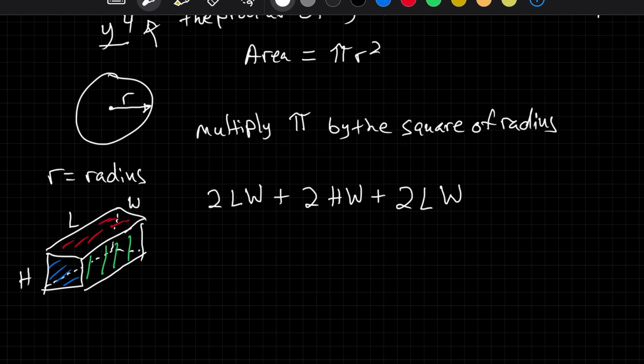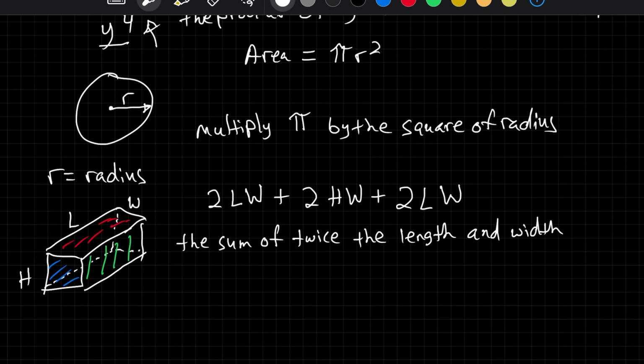Okay, so this would be the same as writing the sum of twice the length and width. Oh, we missed a word. Let me back up to the beginning here.